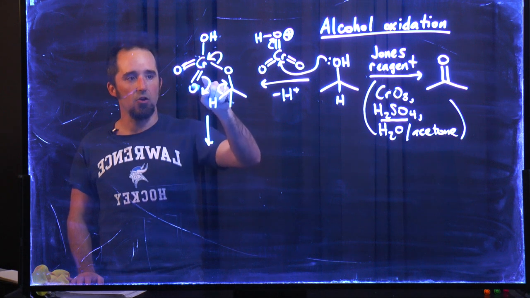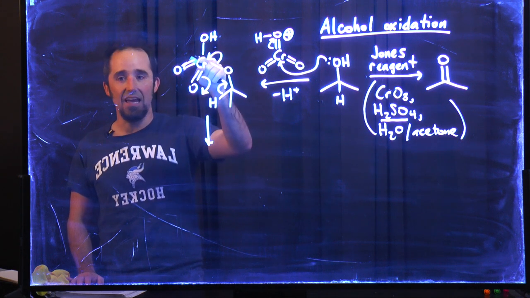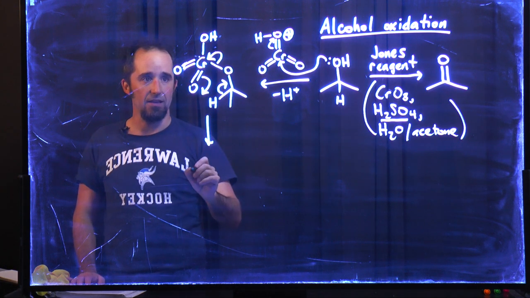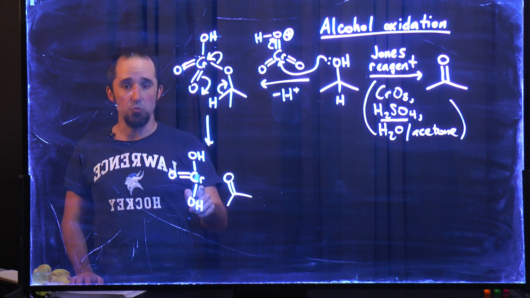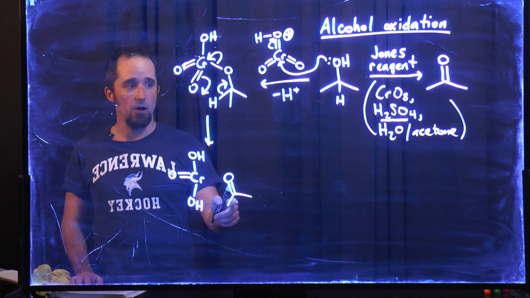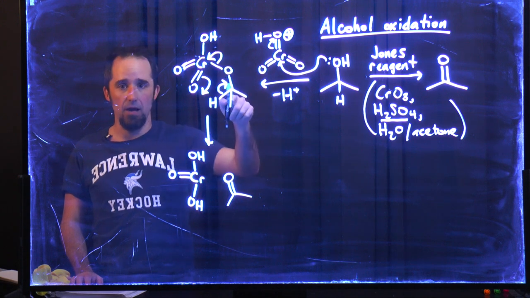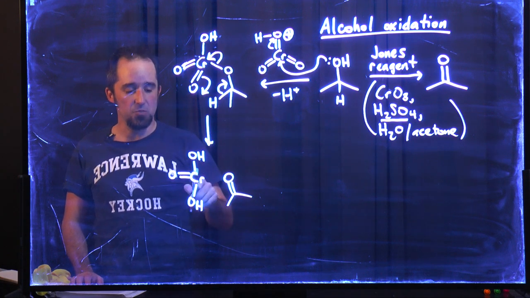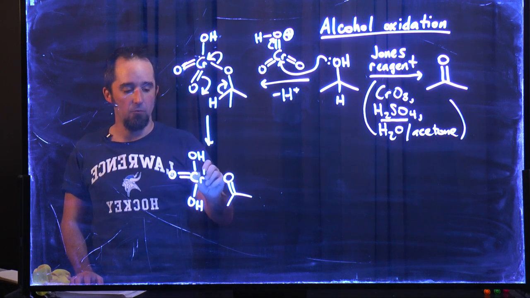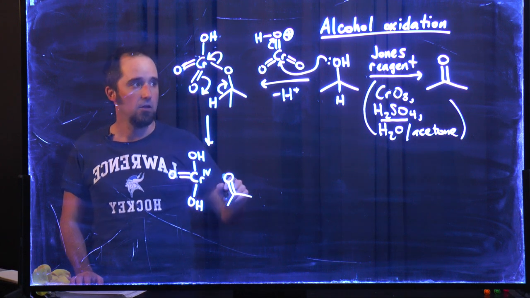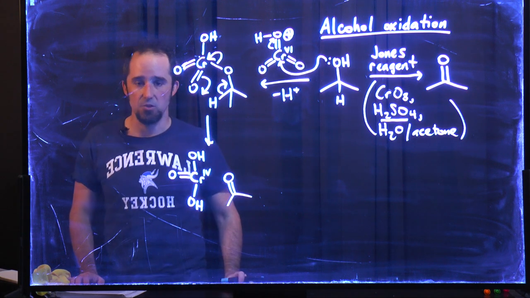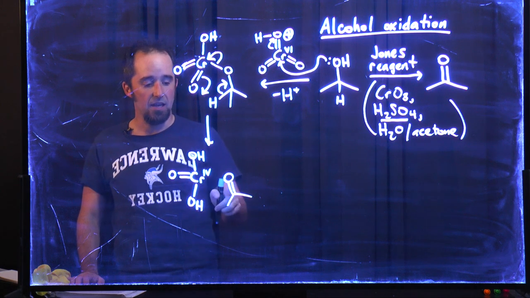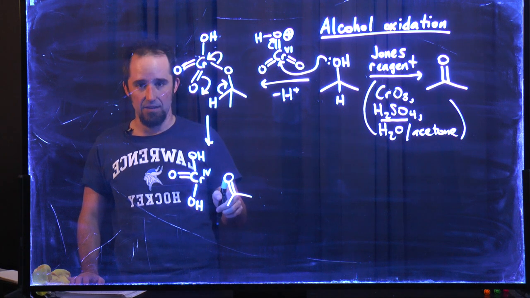And notice that chromium's giving up electrons and getting electrons on the back end. What does that give us? What it gives us is this reduced chromium and our carbonyl compound, right? I made this double bond. And again, this is reduced because we would call this chromium-4 coming from chromium-6. So the chromium is reduced as my carbon is oxidized.